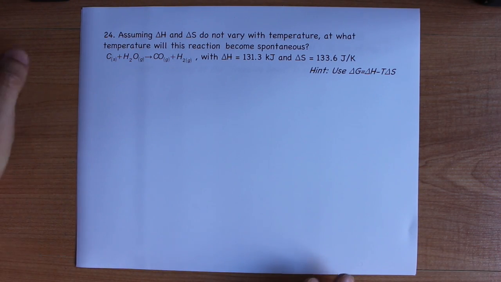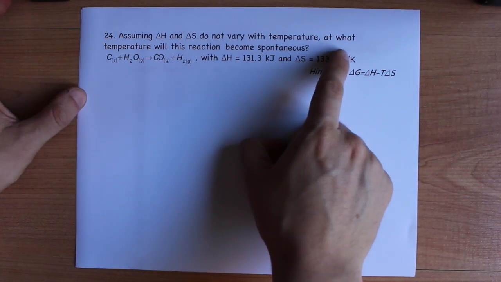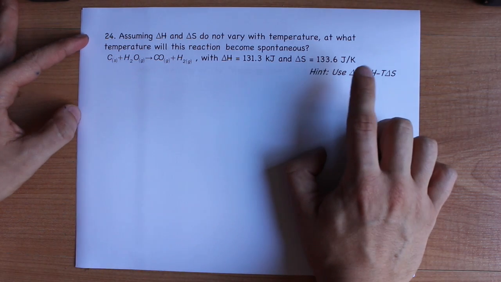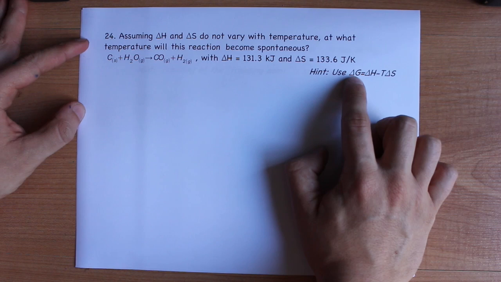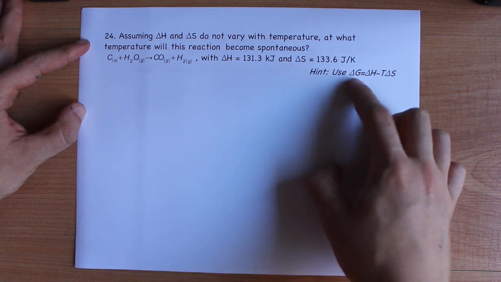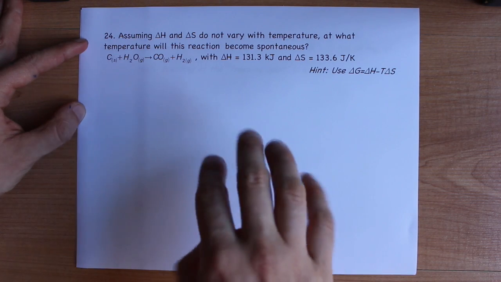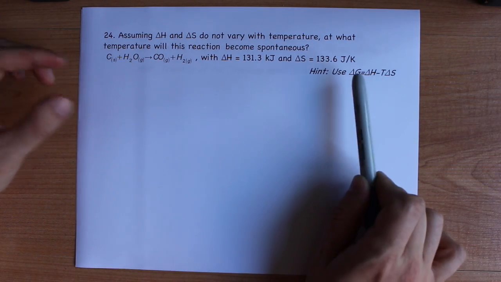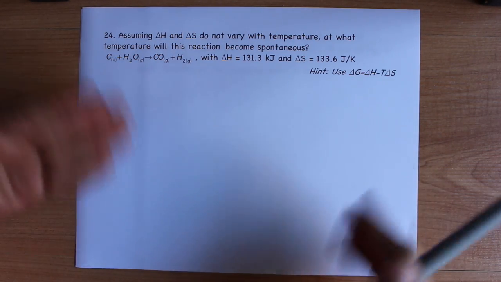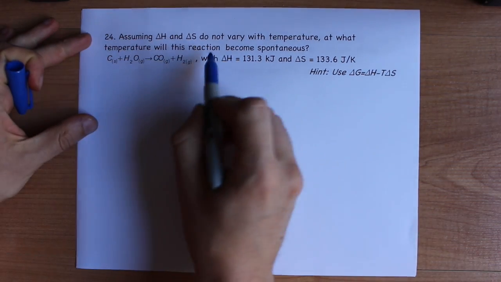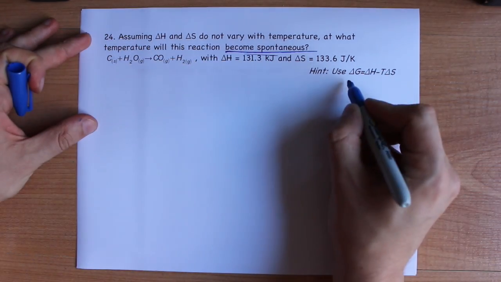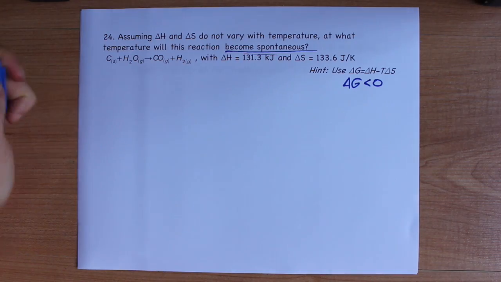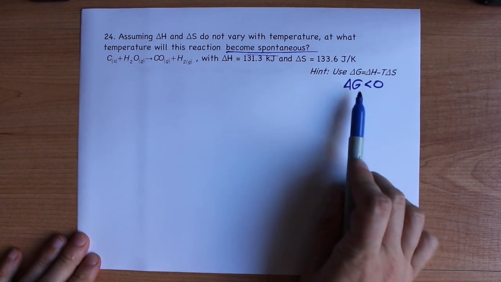Okay, if we assume that delta H and delta S do not change with temperature, at what temperature does this reaction become spontaneous? What we need to know is that delta G is negative when a reaction is spontaneous, and delta G is positive when it's not spontaneous, also known as spontaneous in the reverse direction. Delta G is zero at that threshold because zero is the threshold between positive and negative. So, if we're asked when it becomes spontaneous, we want to set delta G less than zero, because delta G being less than zero is what makes it spontaneous.